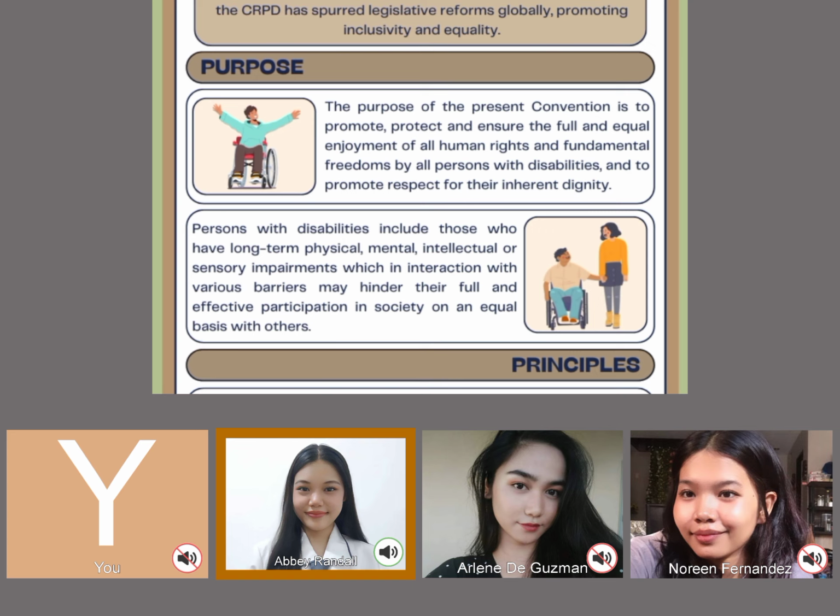So basically, what is the main purpose of this treaty? The main purpose of this treaty is to promote, protect, and ensure the full and equal enjoyment of all human rights and fundamental freedoms by all persons with disabilities, and to promote respect for their inherent dignity. Persons with disabilities include those who have long-term physical, mental, intellectual, or sensory impairments which in interaction with various barriers may hinder their full and effective participation in society on an equal basis with others.